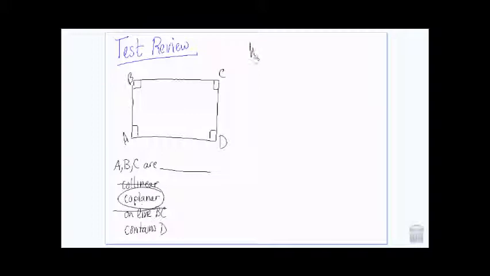And then I might say something else about this shape. I might ask you which segments are congruent. What's a rectangle? What do we know about rectangles? They have parallel opposite sides, but what else? They're also the same length, right? Opposite sides. So I could say that BC is congruent to AD, and AB is congruent to CD.